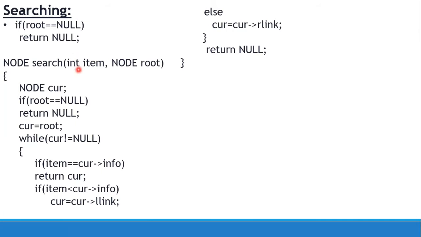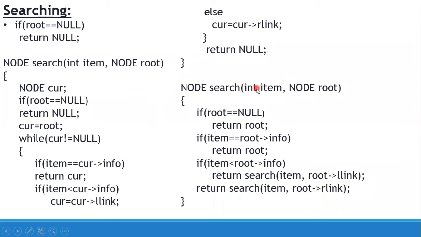So this is the C code. If root equals null, then return null, that is an empty tree. While current not equal to null, we are searching for the item. If item equals current of info, return current. This is if found, return the node. If item less than current of info, search towards the left, that is current equals current of llink, else search towards the right. And return null means key not found.